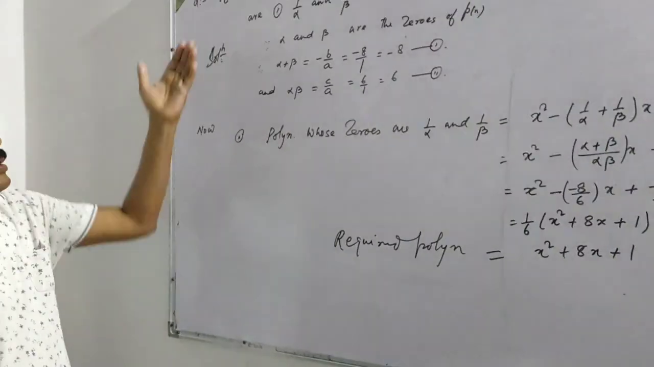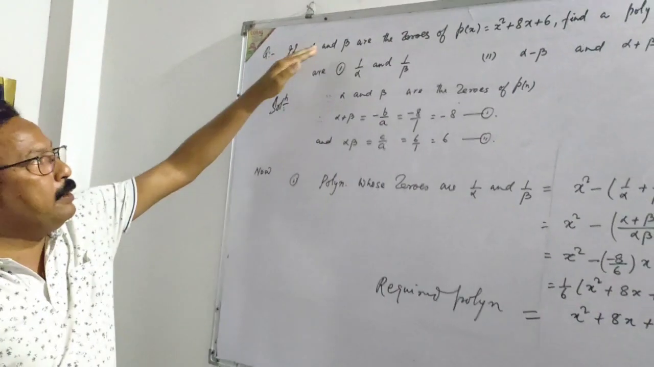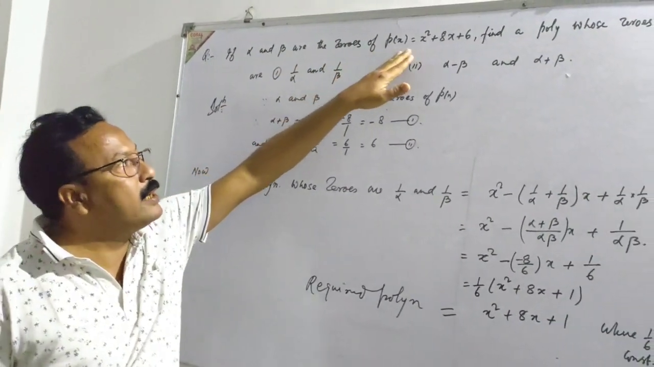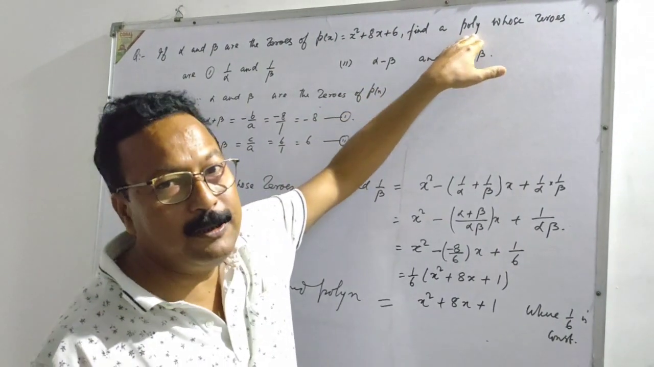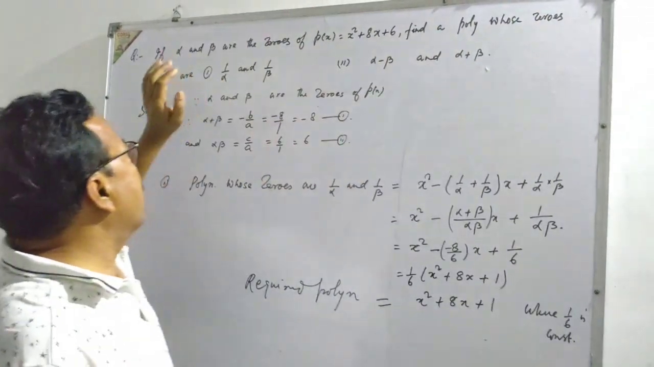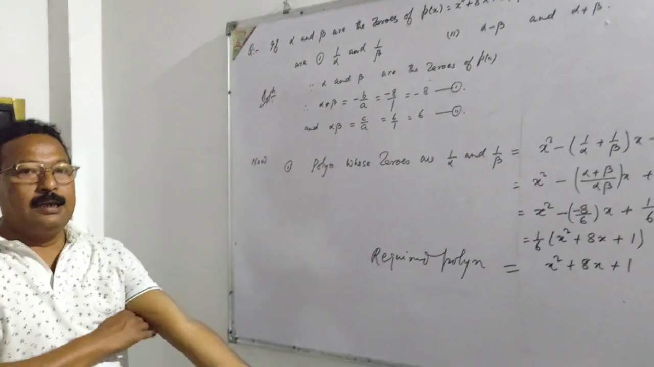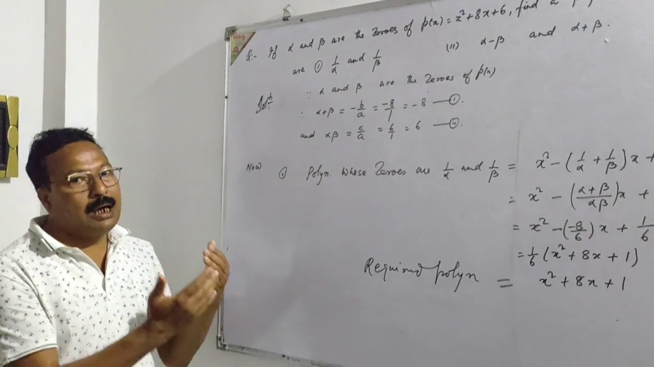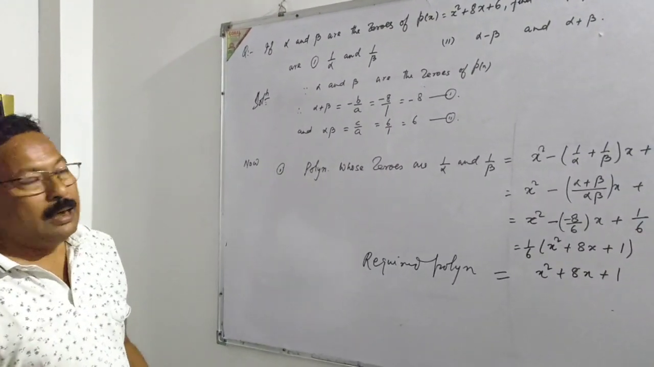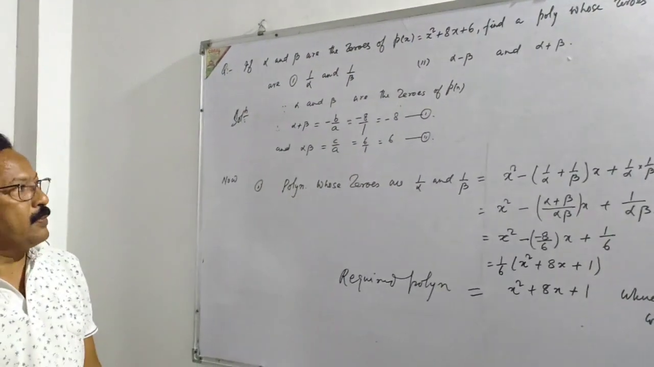Okay. Now take another question. If alpha and beta are the zeros of p(x) equals x square plus 8x plus 6, find a polynomial whose zeros are 1 upon alpha and 1 upon beta. We are going to find the polynomial whose zeros are given, and the zeros of this one are given as alpha and beta.